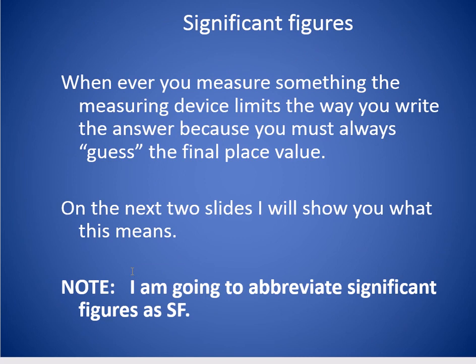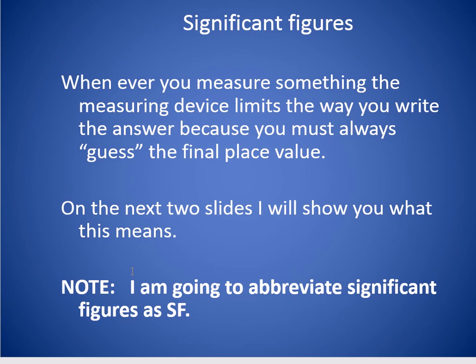Now, I want to talk about significant figures because that's going to tell us how accurate a measurement is. Accuracy is the closeness of your measurement to the actual value. Don't confuse that with precision. Precision means that you keep measuring something, like the length of a piece of wood, and you keep getting the same value over and over or something really close to it.